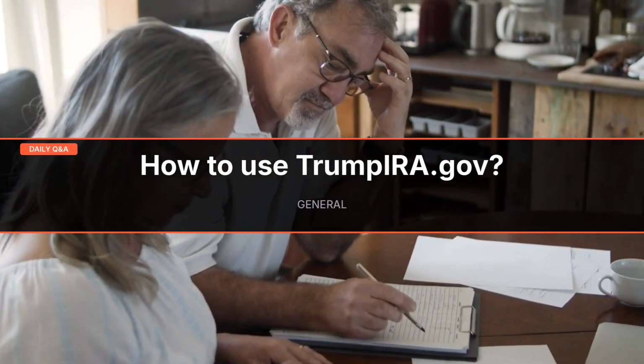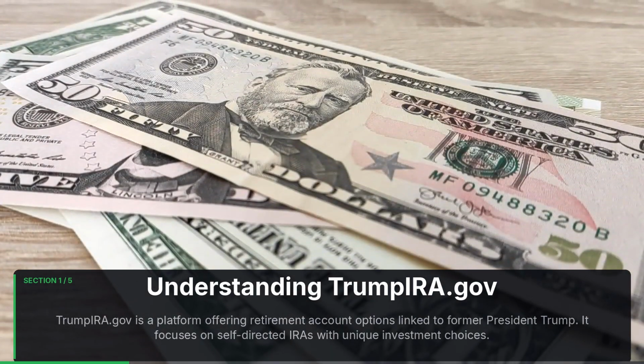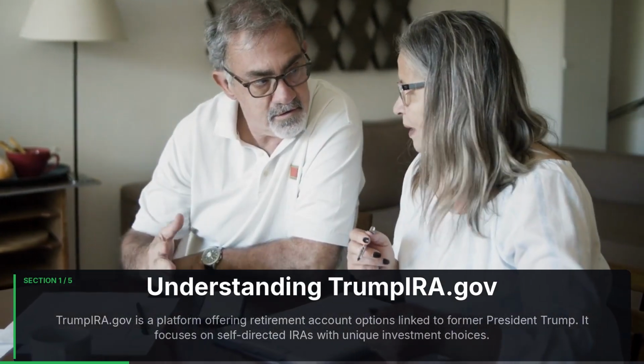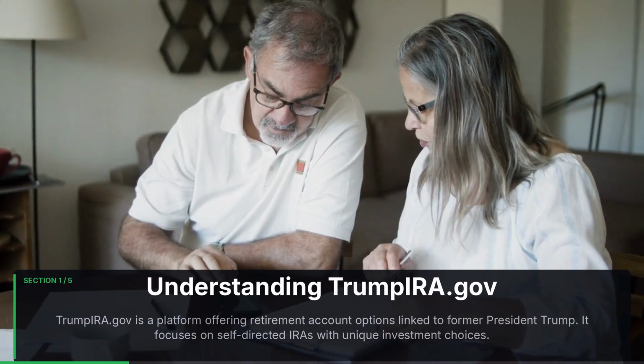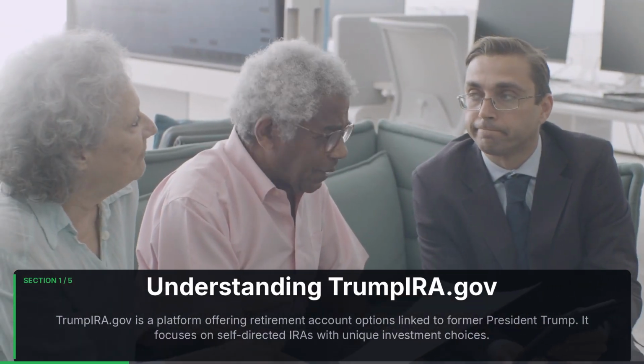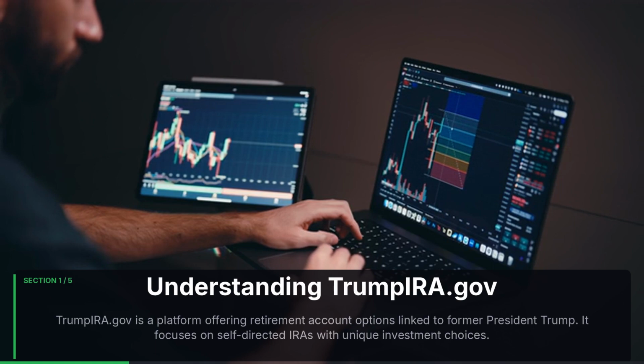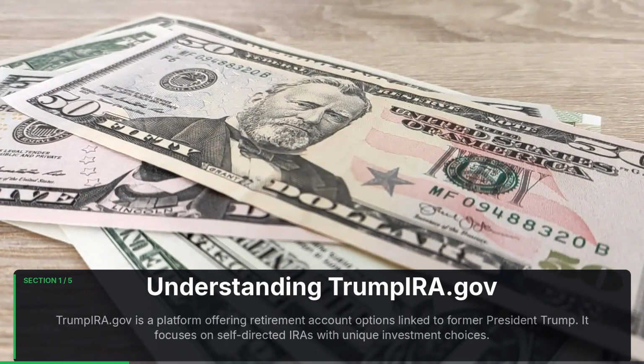How to use Trumpira.gov. Trumpira.gov is a website designed to offer a new approach to individual retirement accounts, or IRAs. Unlike traditional IRAs, this platform allows you to self-direct your investments, giving you more control over where your money goes. It's linked to former President Donald Trump, aiming to attract investors interested in alternative retirement strategies.